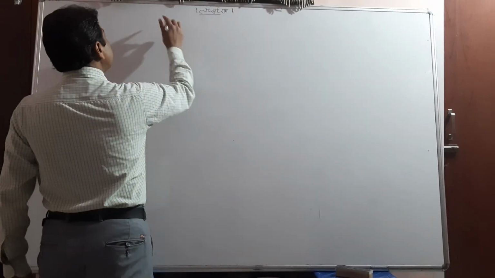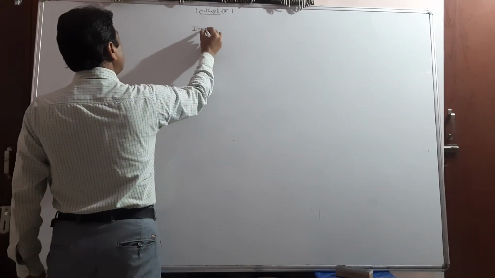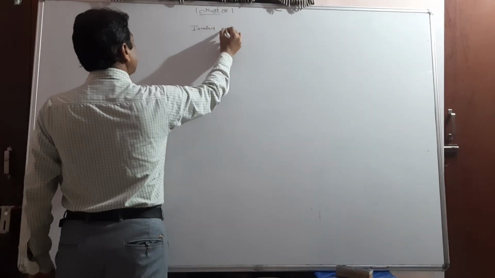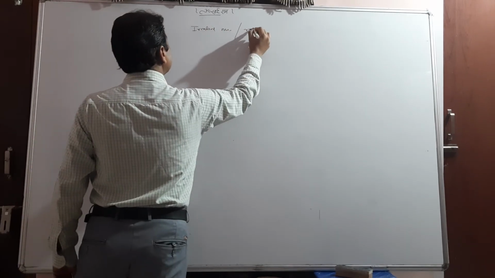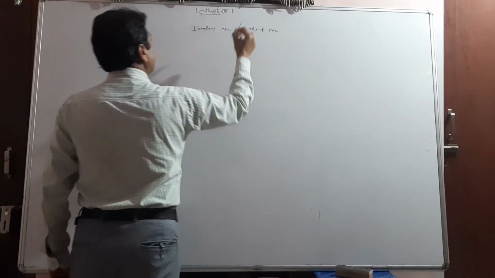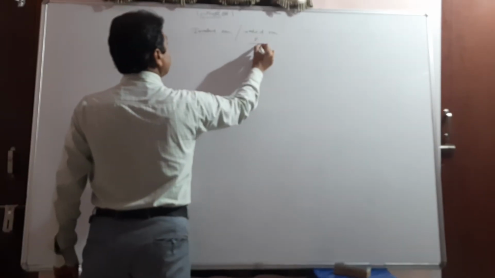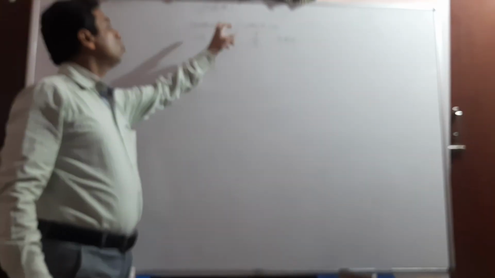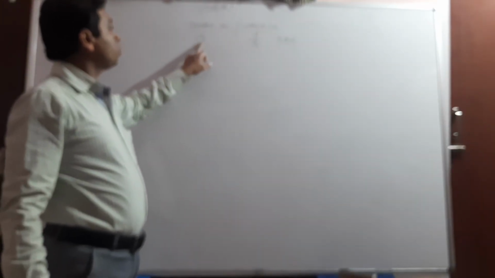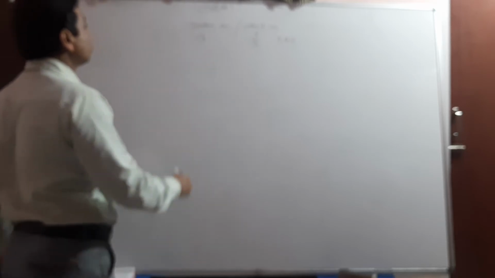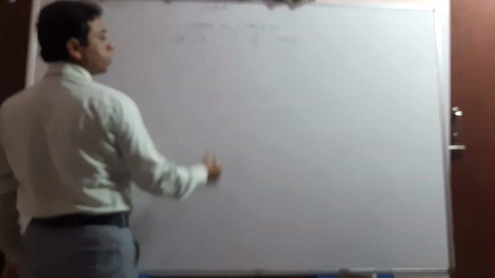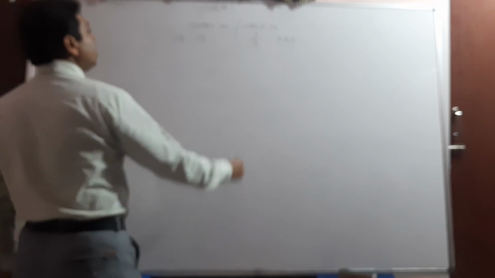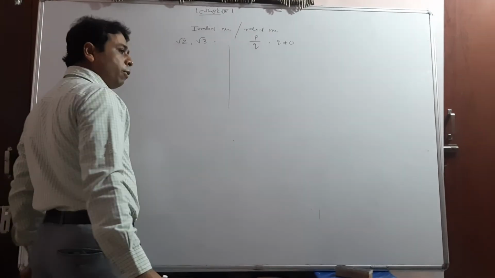So let me ask, what do you think about rational numbers? Those numbers which are written in the form of p by q, where q is not equal to 0, are rational numbers, and those which cannot be written in the form of p by q are called irrational numbers, like root 3, root 2 and so on. You should be familiar with that.